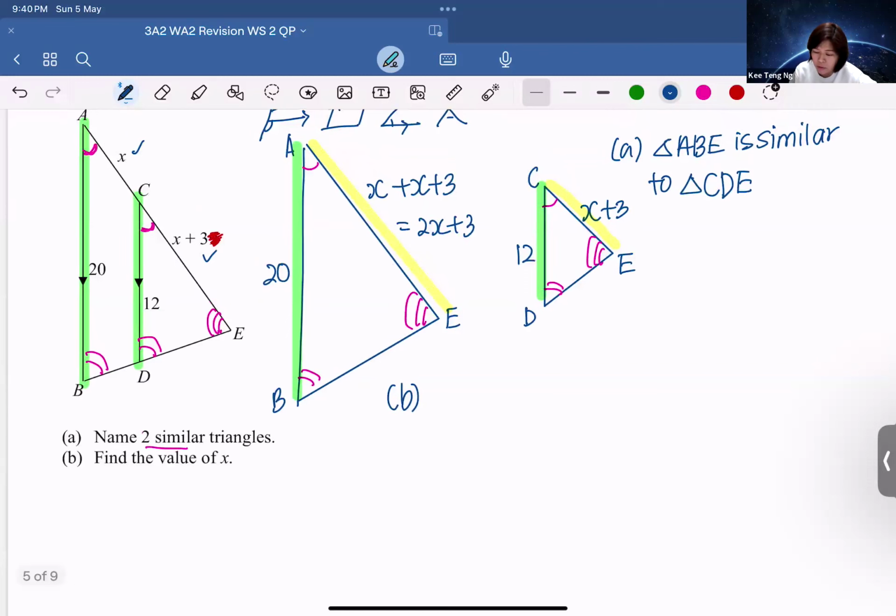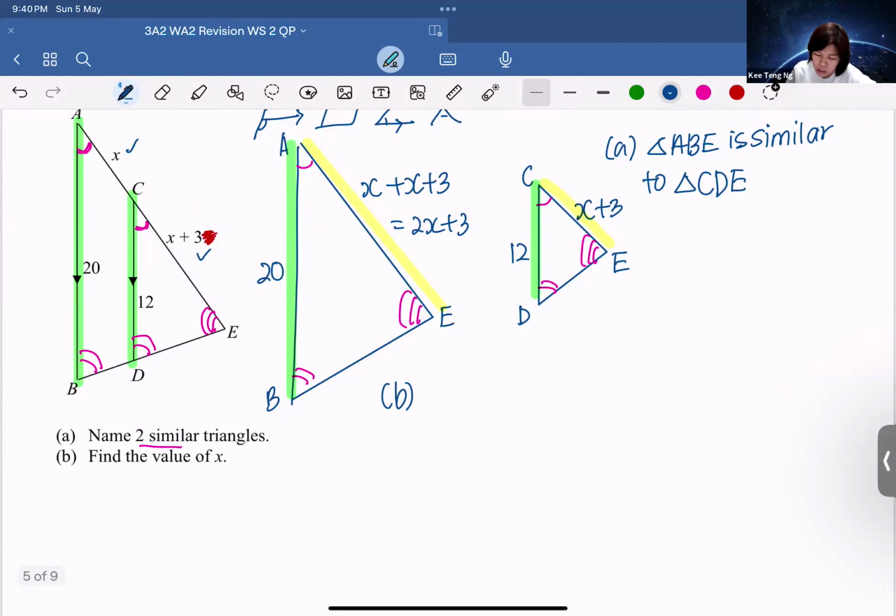The pair of ratio that I have, I'm going to use the green one, and I'm going to take small over big. Is that okay? Since they didn't say whether it is enlargement or reduction, it's up to you to choose whether you want small over big or big over small. But just make sure I match the corresponding sizes equally. So small over big itself, right? The small ratio will be 12 over 20. This pair of ratio is the same as taking the yellow pair of ratio, which is X plus 3 over 2X plus 3.